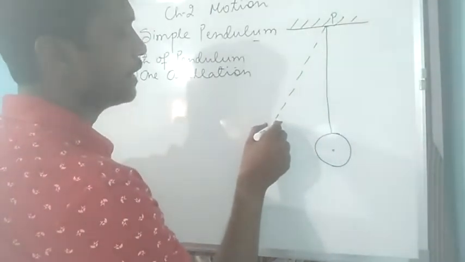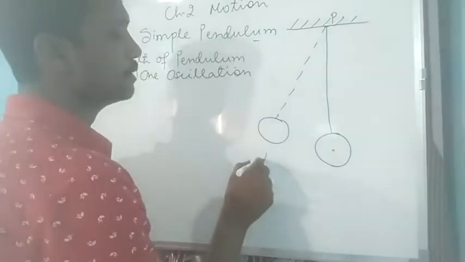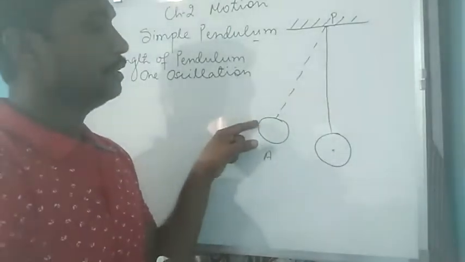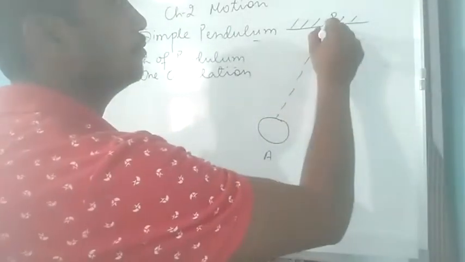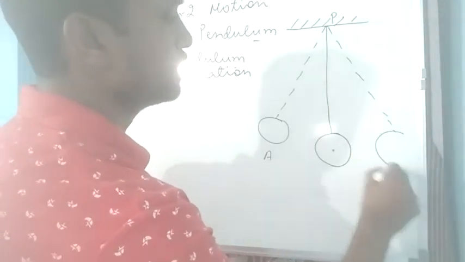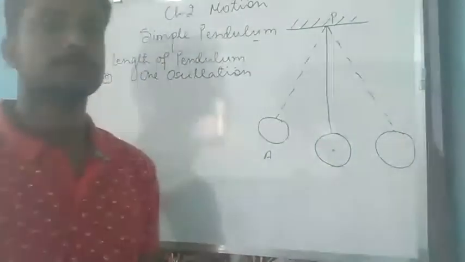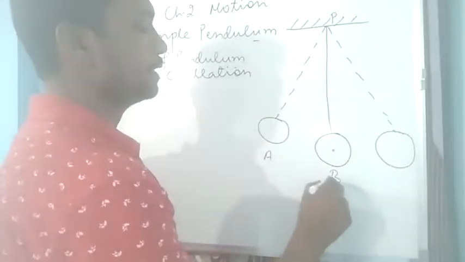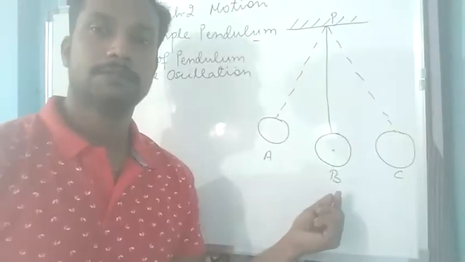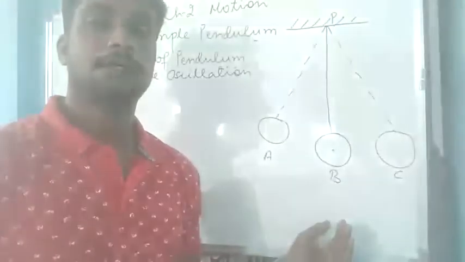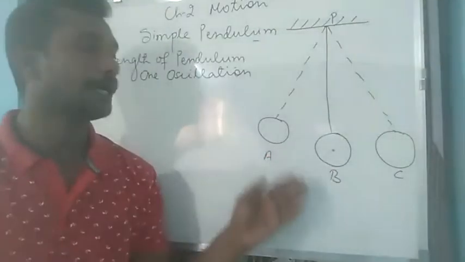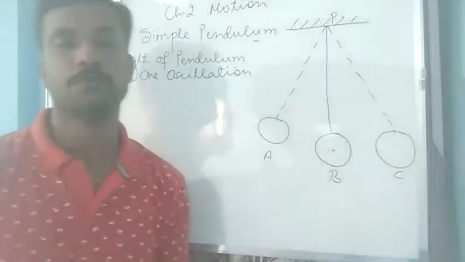if a pendulum is taken to this point, say point A, and is released from here, it will be going to the other position. Say it is now moving to this point. We can take this B and C. Point B, which is the center point of the pendulum, is called the mean position, whereas the other two positions on either side of the mean position are called extreme positions.